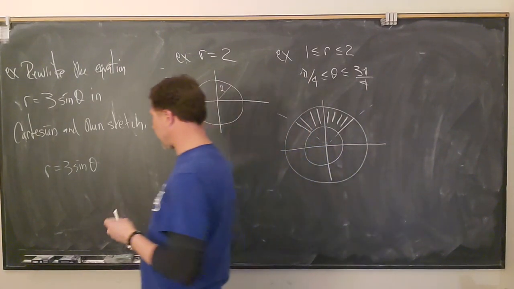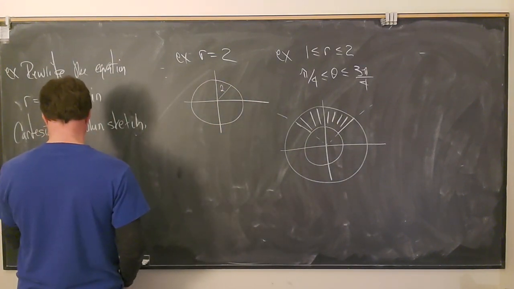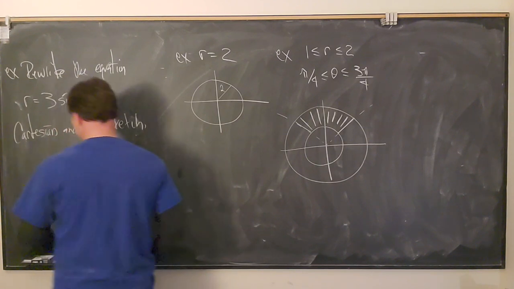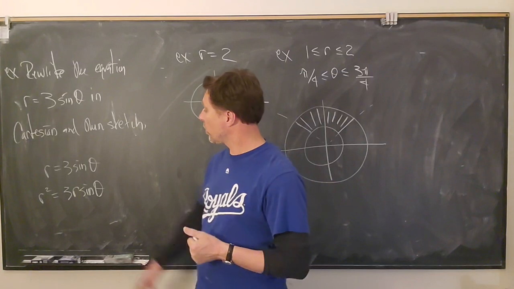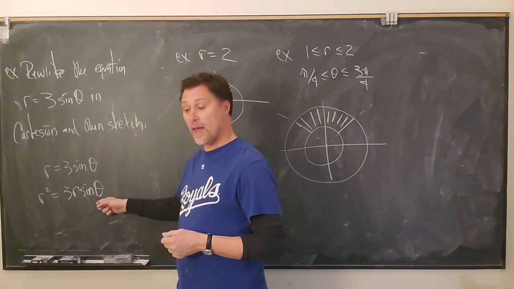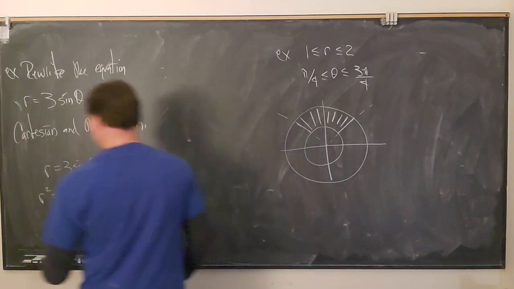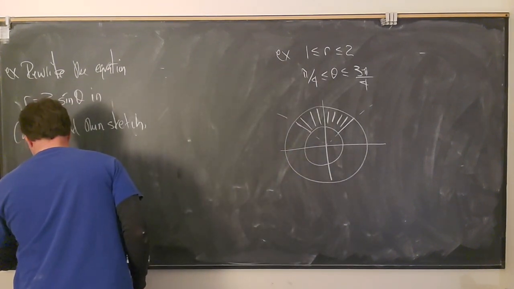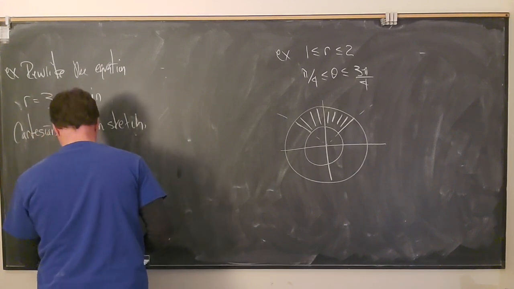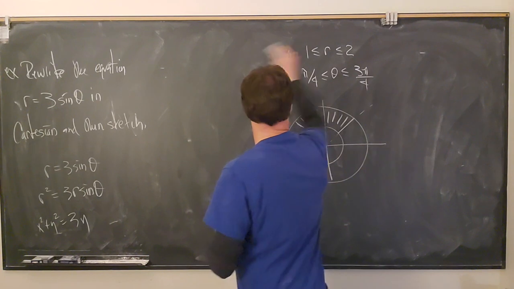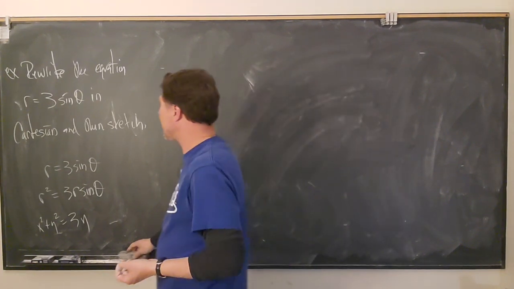The trick here is to multiply both sides by r. Why is that? Well, first of all, I'll get an r squared. We know that that's x² + y². We also get an r sin θ, which is equal to y. So now we can convert this: x² + y² = 3y. We're done with the first part.